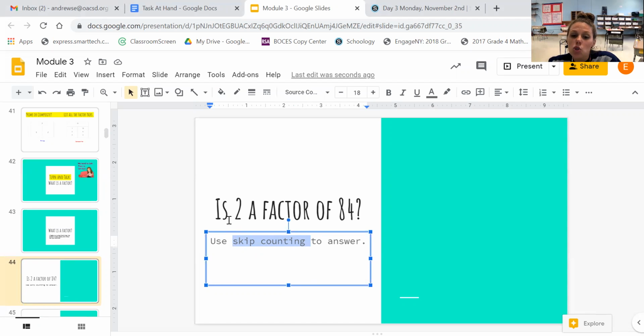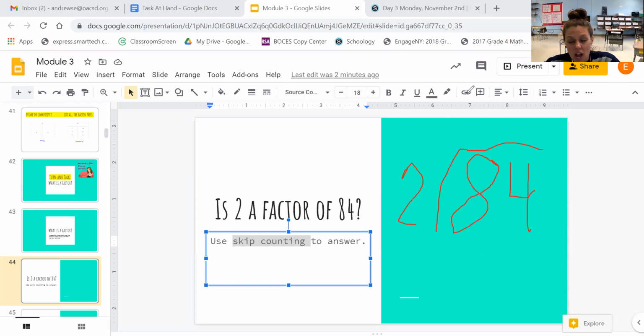So it says, is 2 a factor of 84? Which means I'm trying to see if I had the number 84, could I divide it equally by 2? Can I take it by 2 into groups of 2?